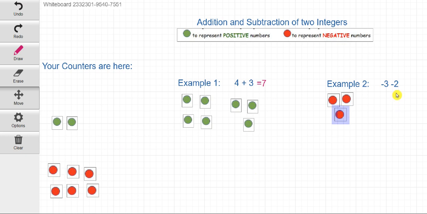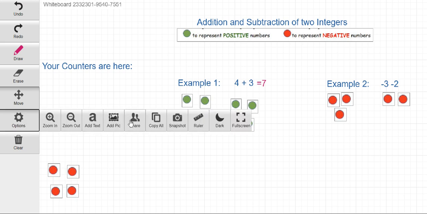And now I need to represent negative 2. So I'm going to pull over 2 red circles to represent negative 2. Now, much like example 1, you notice they're all the same colors, so that means they belong to one big happy family. So we can simply group them together, and we are going to end up with how many red circles in total? Yes, well done. That's going to be 5 red circles.